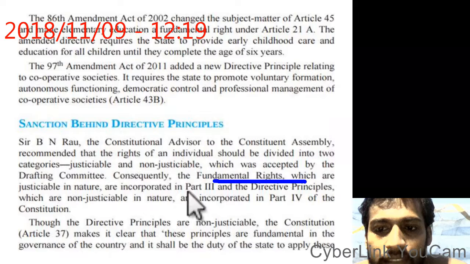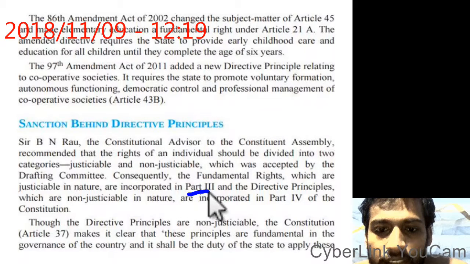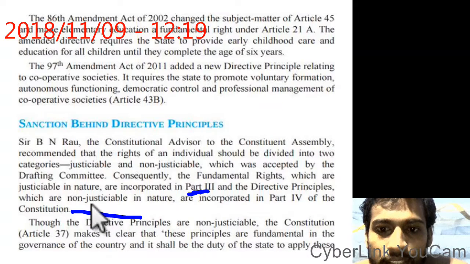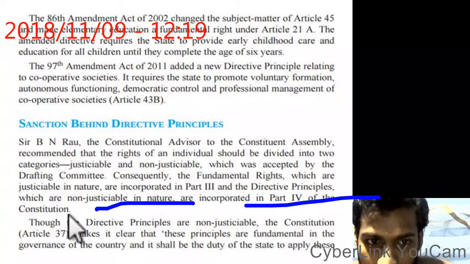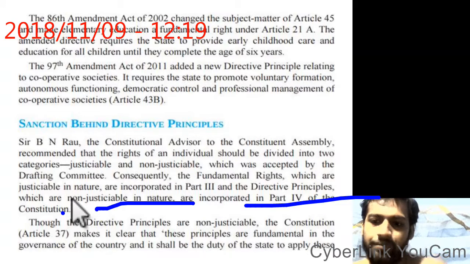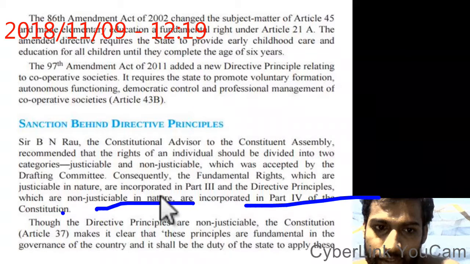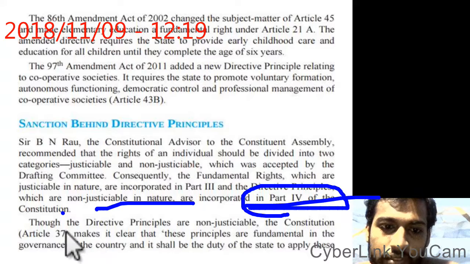Consequently, the fundamental rights, which are justiciable in nature, are incorporated in Part 3, and the DPSP, directive principles, which are non-justiciable in nature, are incorporated in Part 4 of the Constitution. Remember, DPSP are non-justiciable and incorporated in Part 4.